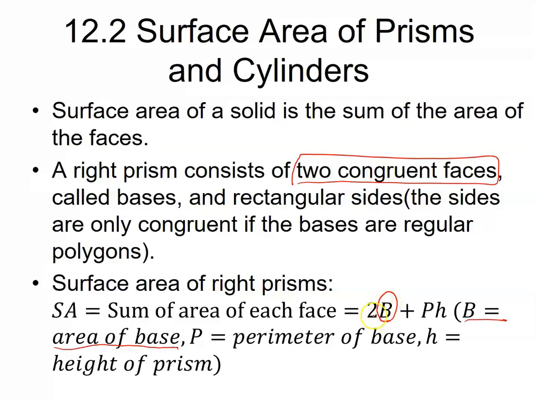And then you times that by 2. The reason we're timesing it by 2 is because a prism has two bases. So you're taking the area of the top, the area of the bottom, adding them together essentially, which is what happens when you times something by 2. And then you can find the perimeter of the base and times it by the height of the prism. The height of the prism is the distance from one base to the other.